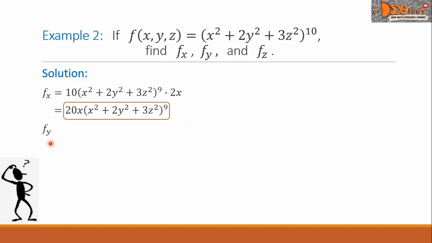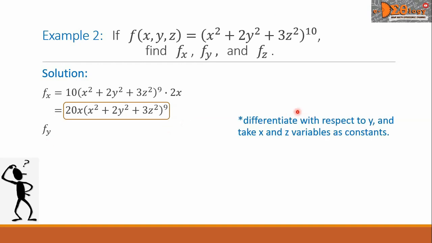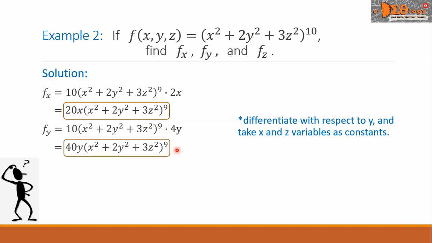Next is f sub y, partial derivative of f with respect to y. So we will take the derivative of this function with respect to y, taking the x and z variables as constants. So the derivative is 10 times the quantity x squared plus 2y squared plus 3z squared, and this trinomial raised to 9 times the derivative of 2y squared, which is 4y. Then let us simplify further. So we have 10 times 4 will be 40, then we write the y, and the trinomial which is raised to power 9. This is the final answer.